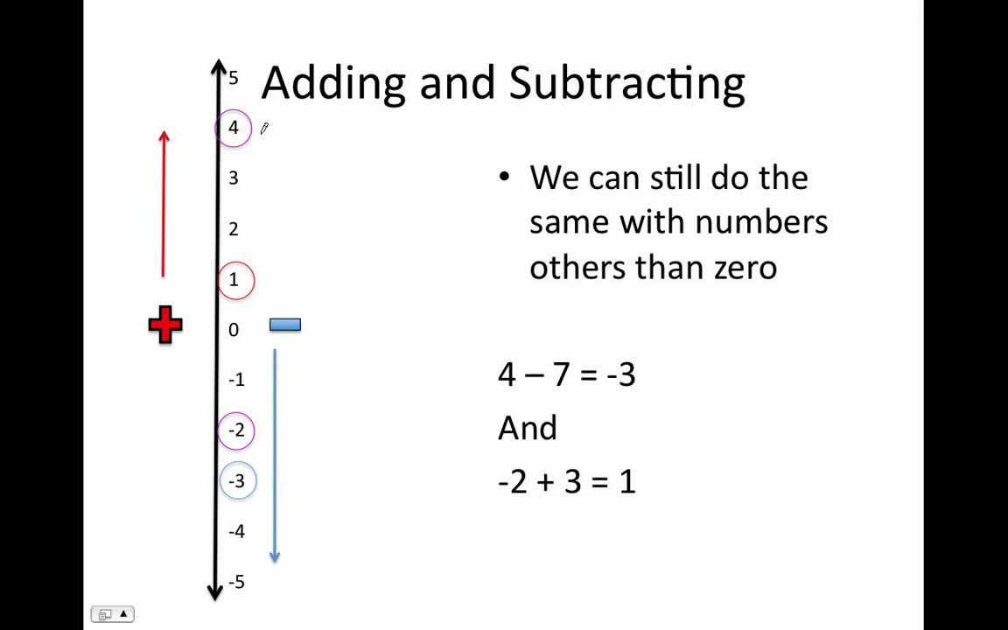We can still do the same method even when we don't have 0 out the front. So, if we look at 4, which is circled by a purple circle, and we move down 7, we're going to get to minus 3 in the blue circle because we're moving down. Now, if we start at negative 2, we're adding 3. All we do is move up 3 spots to 1.